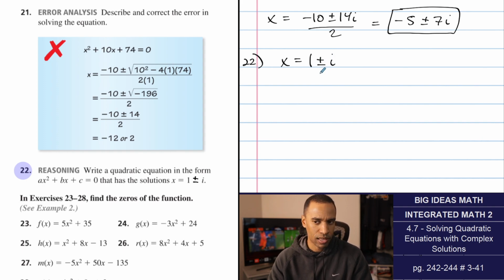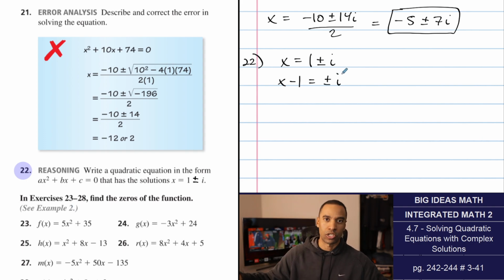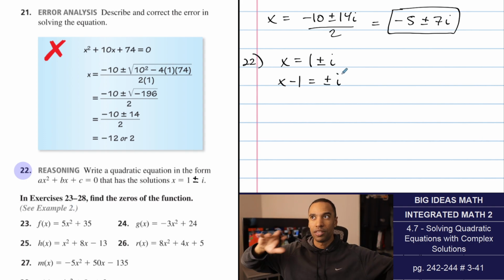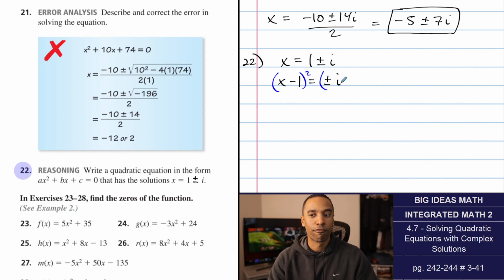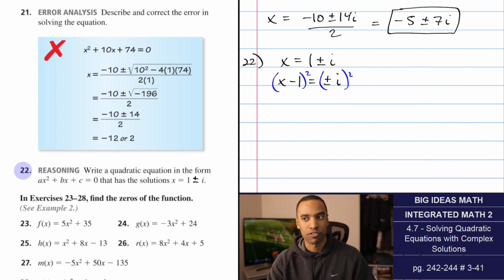I'm going to keep I on this side of the equation, and I'm going to subtract the 1 over. Instead, I'm going to treat this more like a completing the square kind of question, or reverse completing the square, solving using square roots. I want to square both sides now, just like we would have taken the square root of both sides from this scenario to have something like this.